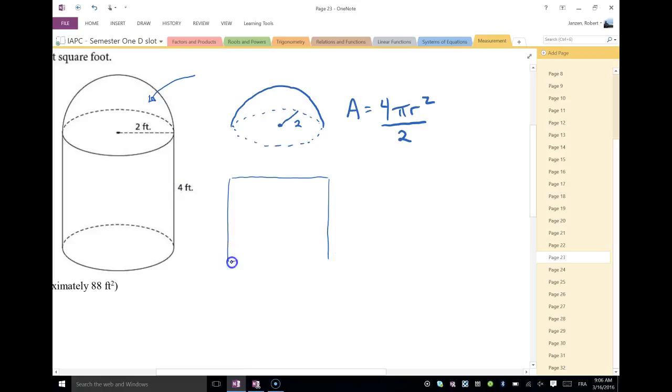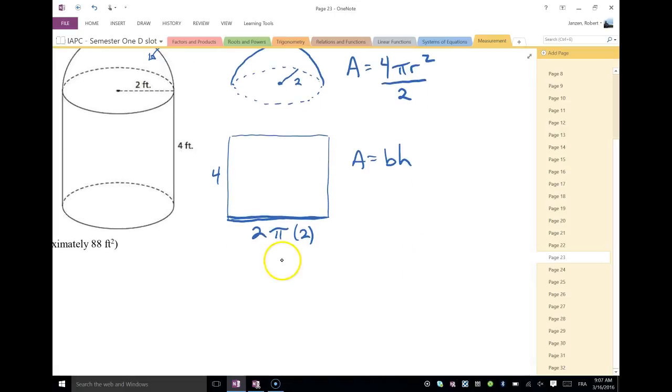If you remember, the side of a cylinder is actually the shape of a rectangle, and it has a height of 4, and this base of this rectangle was actually the circumference of the circle, so it's going to be 2 pi times the radius, which is 2. So what is our area? Area is base times height.